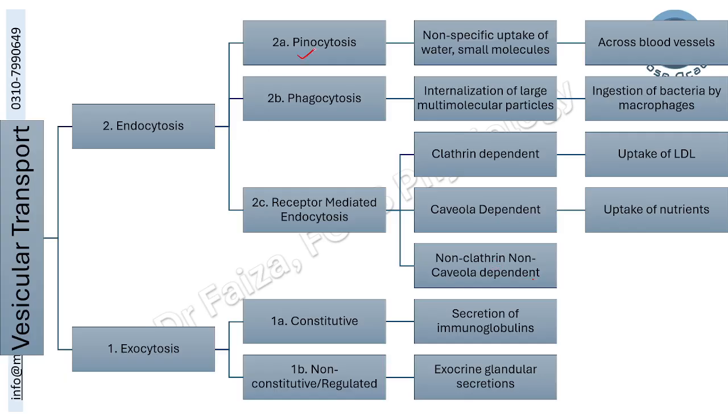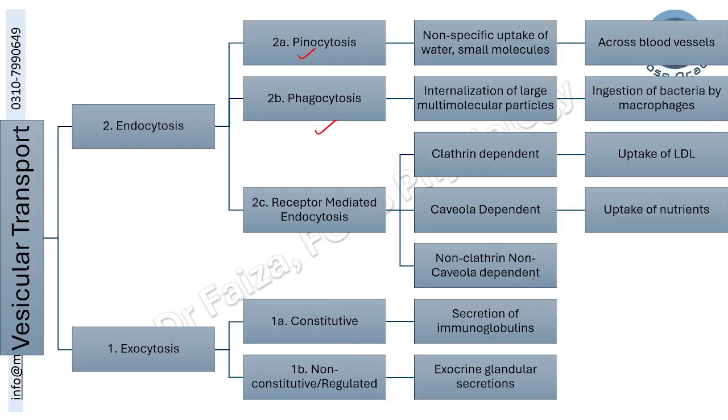So pinocytosis is for the uptake of small molecules or water across the blood vessels. Phagocytosis is for internalization of large molecules, for example, bacteria by the macrophages. Receptor-mediated endocytosis includes uptake of LDL by the clathrin-mediated pathway, and uptake of nutrients by the caveolae-mediated pathway.